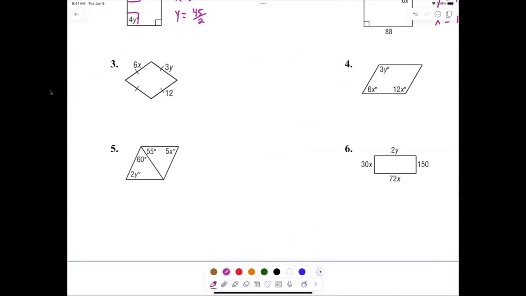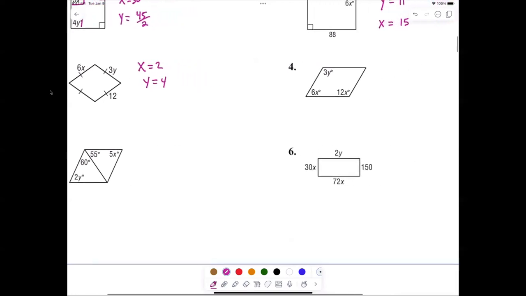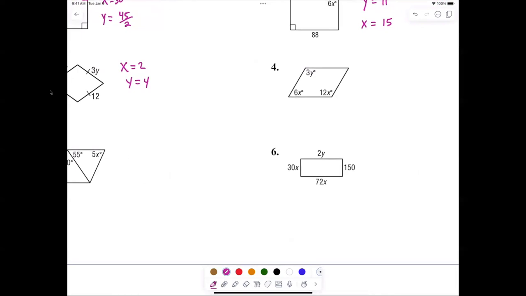Now this is actually called a rhombus. For those of you who don't know the definition, a rhombus is just a quadrilateral with all sides congruent. So we know that X is equal to what? 2. And Y is equal to what? Wait, isn't a square the same thing as a rhombus? Sometimes.